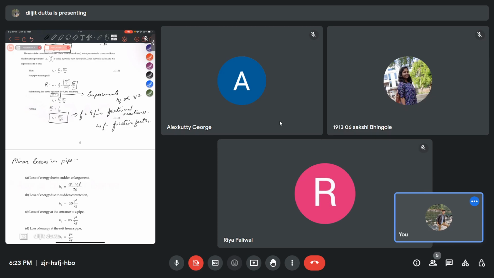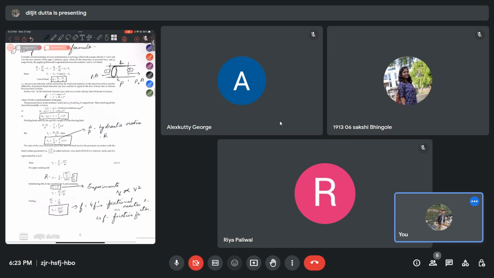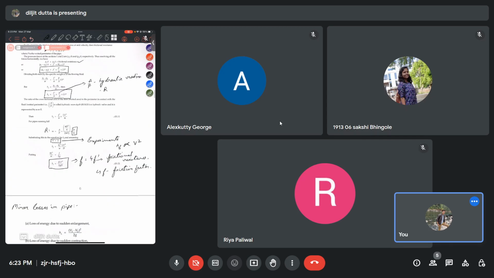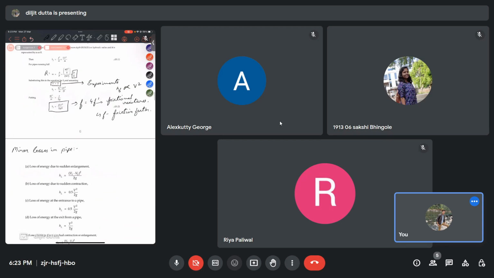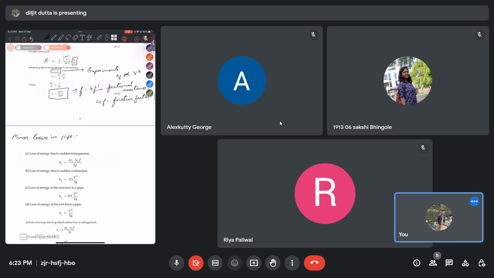So this is the head loss due to friction in pipes, mostly when the pipe is circular. Okay, so now we hope there are no doubts in this. I think we have already gone through these formulas before also.